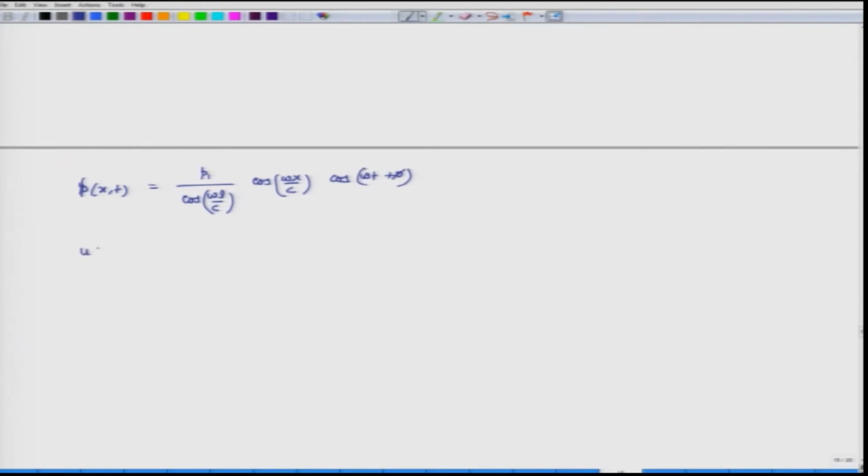and my particle velocity equals P1 divided by z naught cosine omega L over C, sine omega x over C, sine omega t plus phi. These are the two equations.